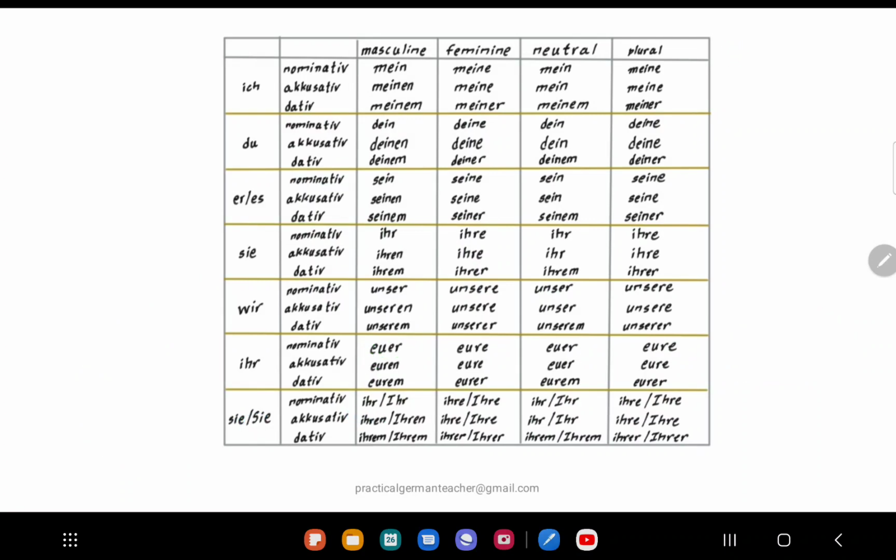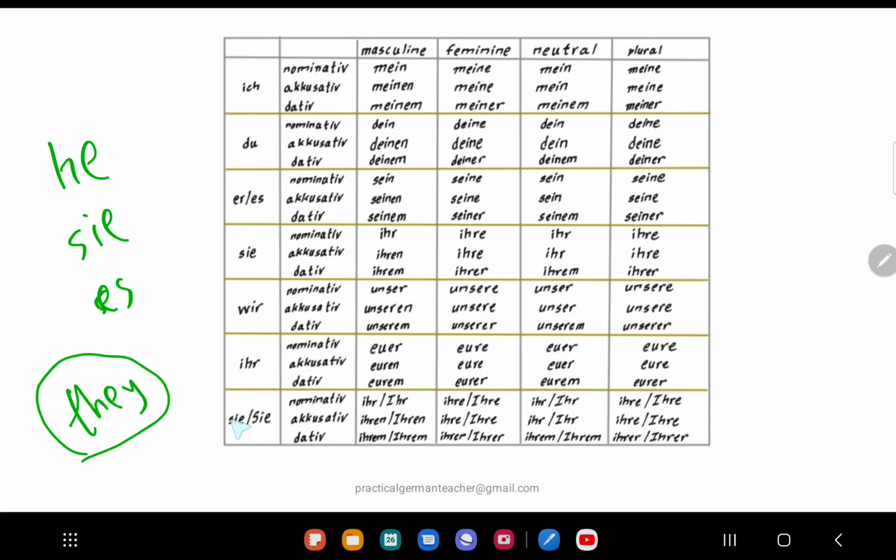Let's look at small sie and capital Sie. What are these? Whenever you are talking about a third party, for example, er, sie, es is third party, right? You're talking about the third person, but here you're talking about singular, right? So when you say er, you mean he. When you say sie, you mean she. When you say es, you mean it, right? But what if you want to say something like they? It is also third party, but plural, right? There you have to use this small sie.